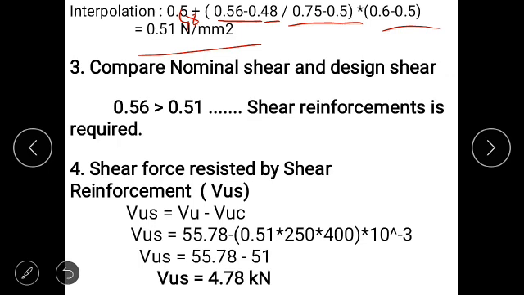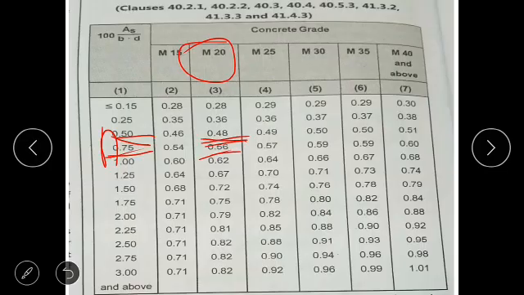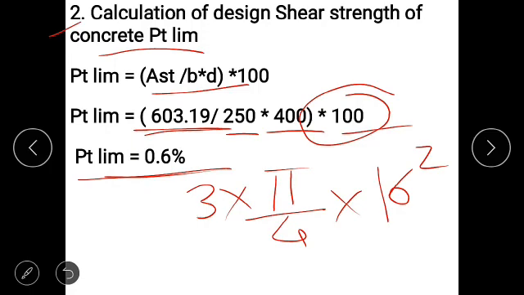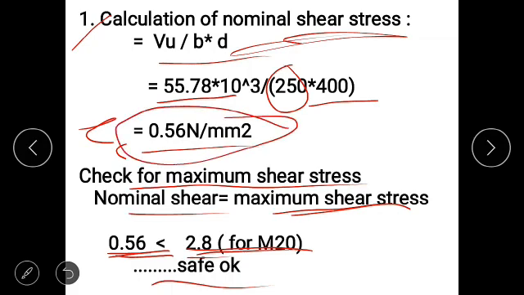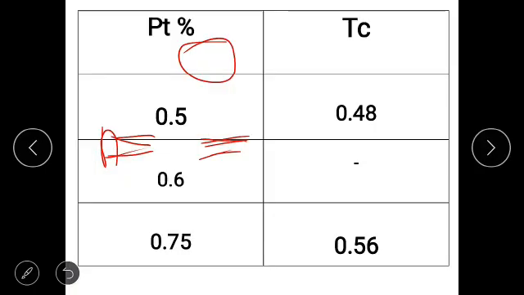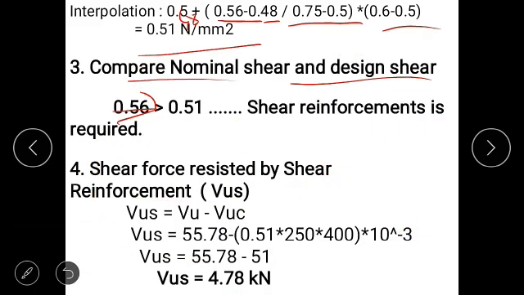In the third step we have to compare nominal shear and design shear. Nominal shear is 0.56. How do we get nominal shear? In the first step we already calculated the nominal shear value, 0.56. So our nominal shear is 0.56 and design shear is 0.51.